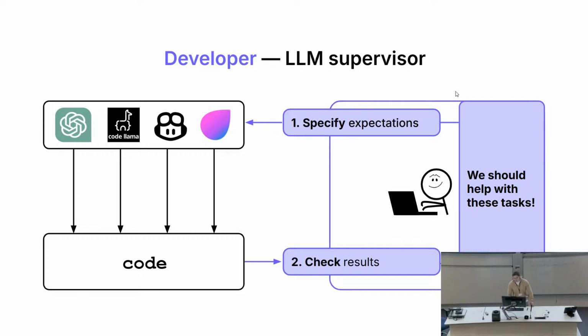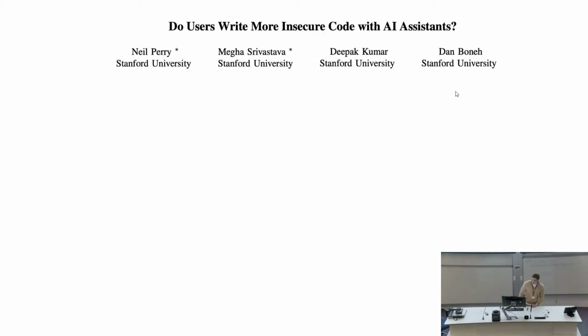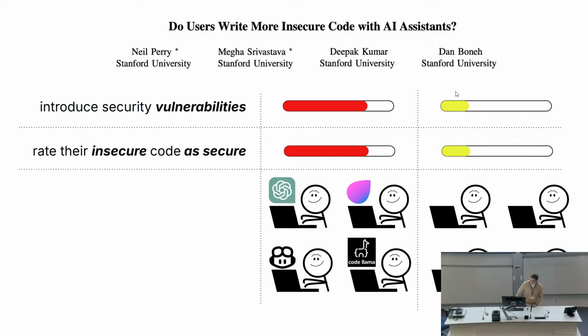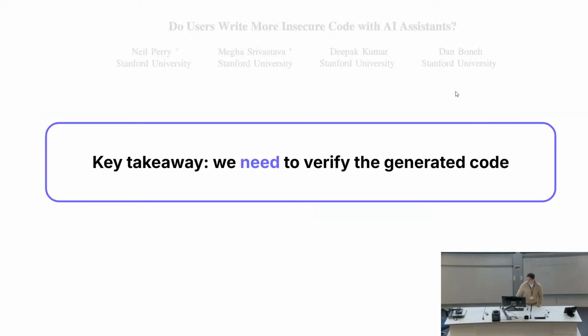So we aim to make the programmer a seamless controller of these LLMs with as few configuration parameters as possible. There are studies that show two things. First, people who use AI assistants tend to introduce more bugs and vulnerabilities into code than those who don't. And secondly, people using AI assistants are usually overly confident about their code being more secure than the latter. So as simple as that, the key takeaway here is that we need to somehow verify our generated code.